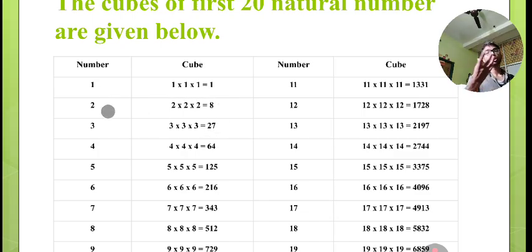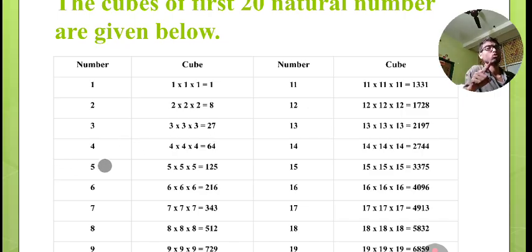If you have even numbers, then your cube will have an even number as the last digit. For example, here 2 is even, so this is also even, this would be also even, this is also even. 3 is odd, so here 7, the last digit you will have to observe. This is not even, it is odd.